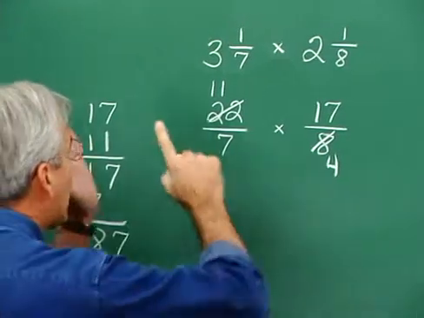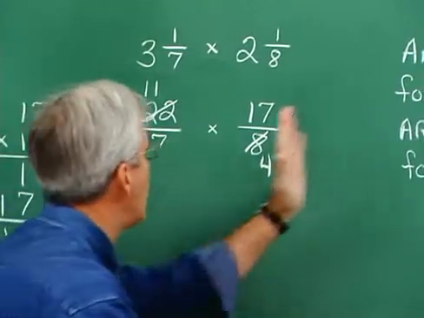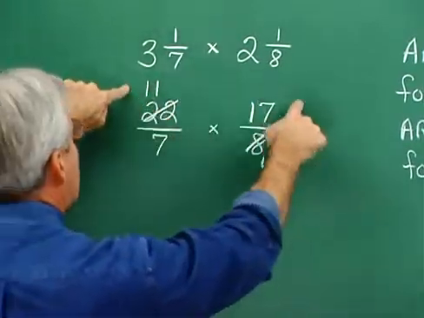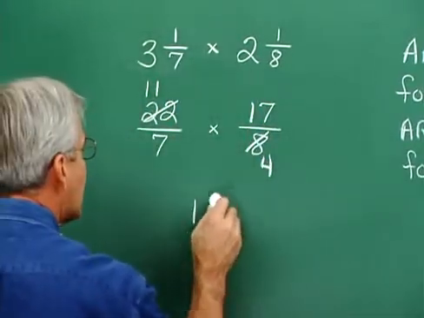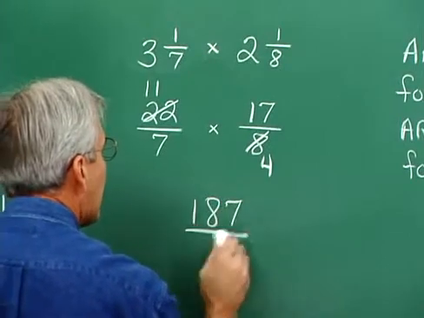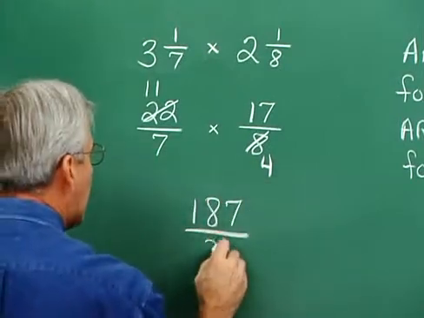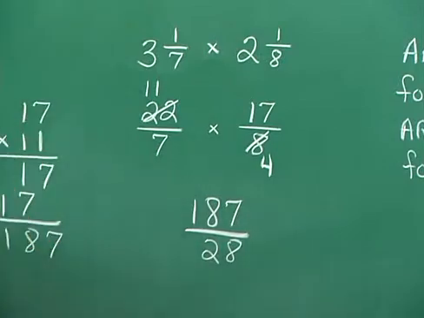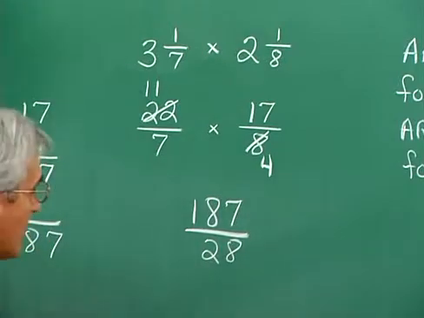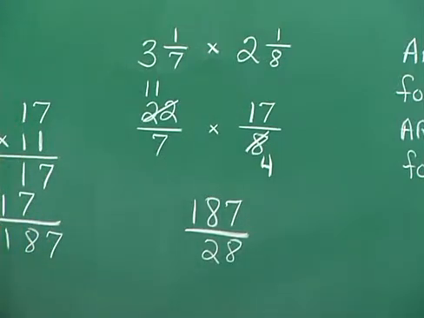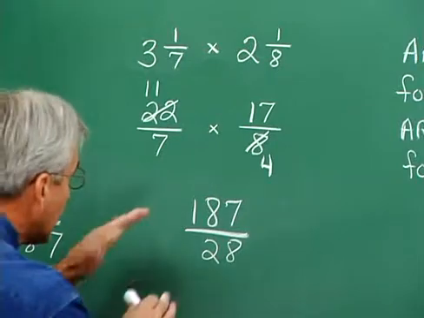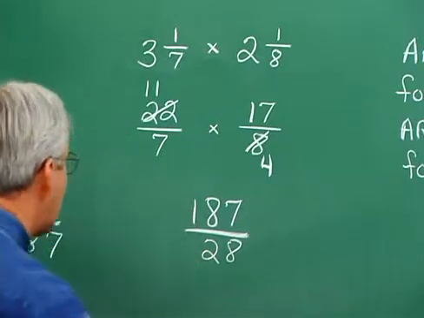And again, I can work out to the right if I want to, but I'm a little jammed with space right here. So 11 times 17 I found to be 187, and I'll just write it right down here. And now 7 times 4, 28. Now I have an improper fraction, and I can't see through this either. I can't do this in my head. So I'm going to go ahead and show the division of 187 by 28.